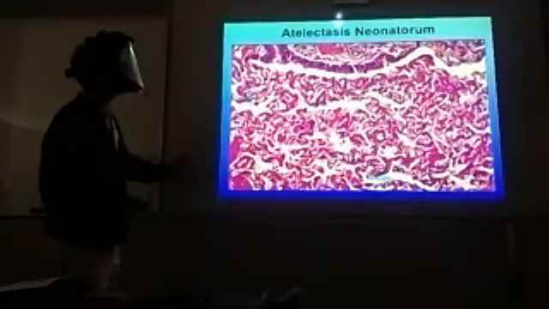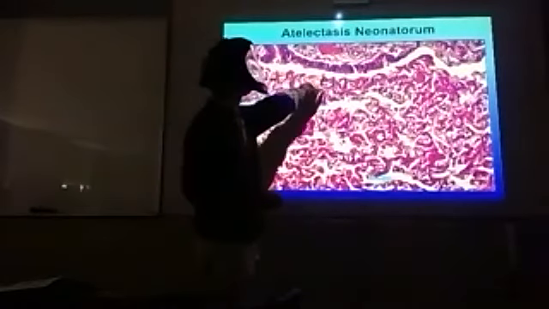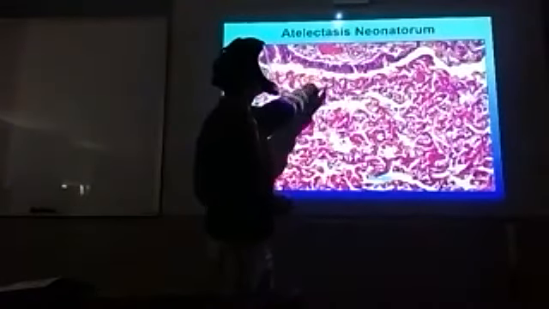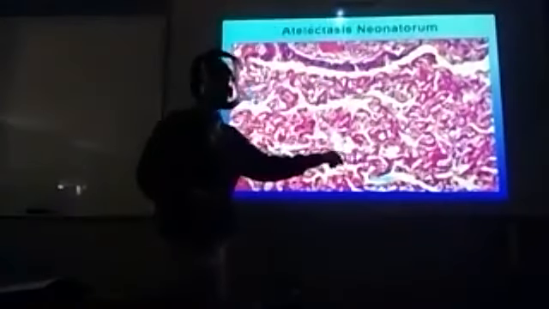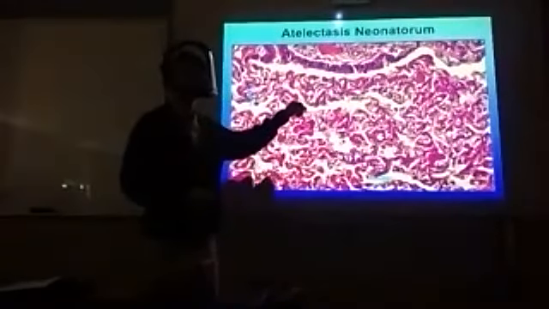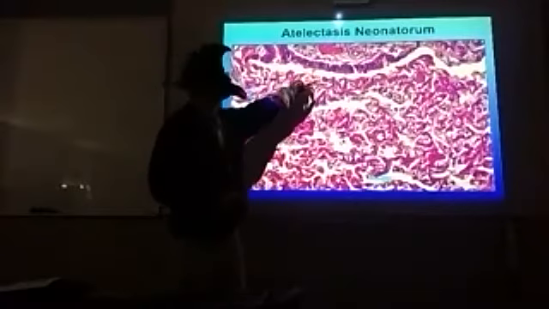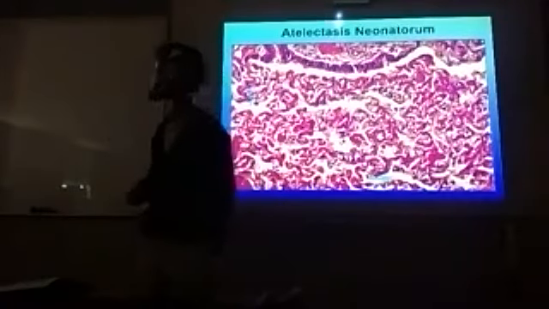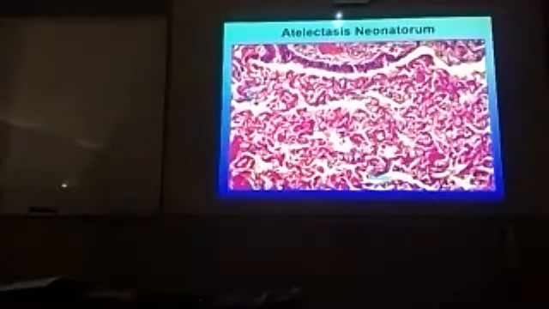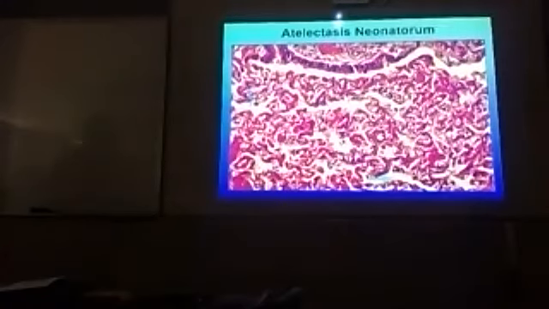But if you look closely, you'll notice this. Anybody know what this is? What is it? Pseudostratified ciliated epithelium. That's what that is. You see it right there. That is the pseudostratified ciliated epithelium. That's respiratory epithelium. And that's about the only clue you have here that you're dealing with some pulmonary tissue.